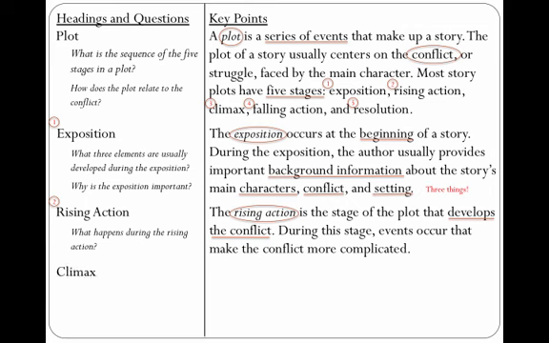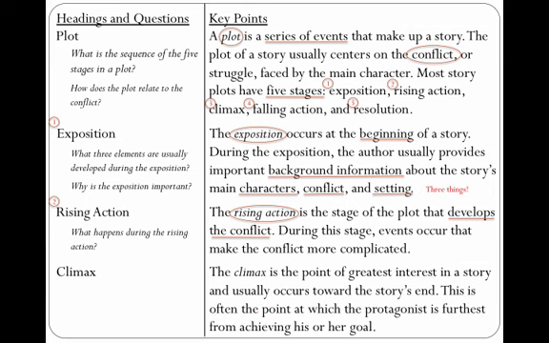The header is climax. The climax is the point of greatest interest in a story and usually occurs toward the story's end. This is often the point at which the protagonist is furthest from achieving his or her goal. Now remember that. Sometimes we think of the climax as a point in the story when the protagonist starts to resolve the conflict, but that doesn't happen yet. It happens in the next stage. So the climax is where the readers are all wondering if the protagonist is going to be able to resolve the concern. So it's the point of greatest tension in the story.